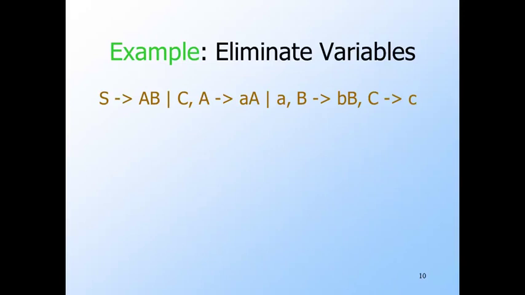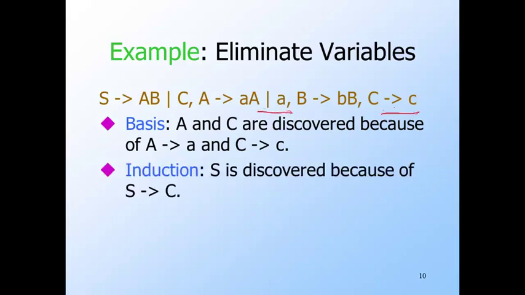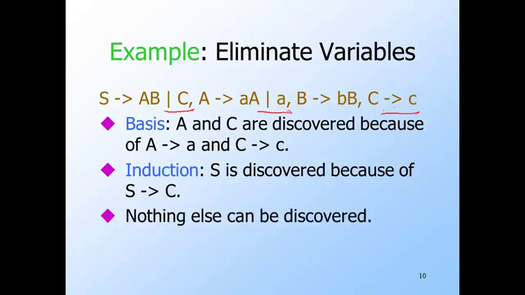Here's an example grammar to which we first apply the algorithm to discover variables that derive terminal strings. For the basis step, we immediately discover A and C because they have productions with bodies that are terminals only. Here they are. For the first round of the induction, S is discovered because there is an S production with body C, and C was previously discovered. However, at the next round, we can discover no more variables.